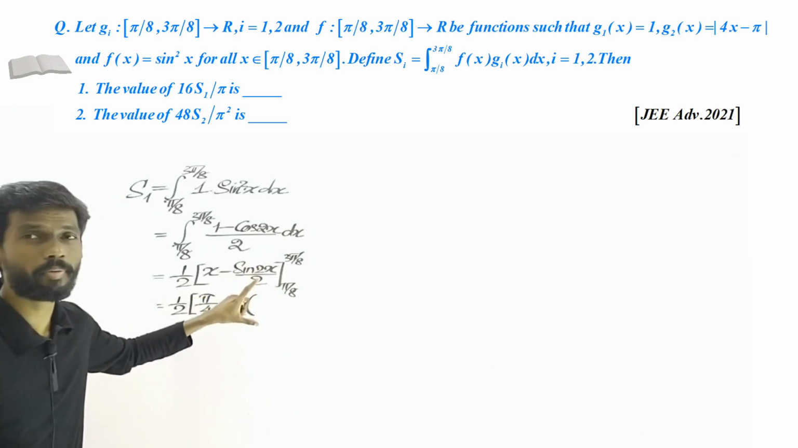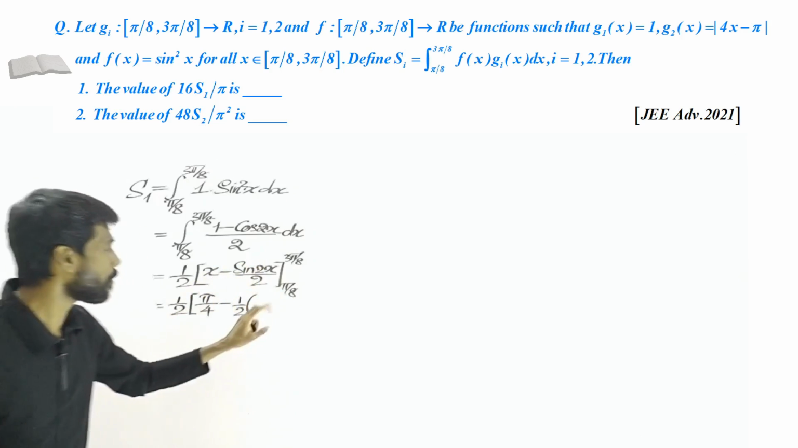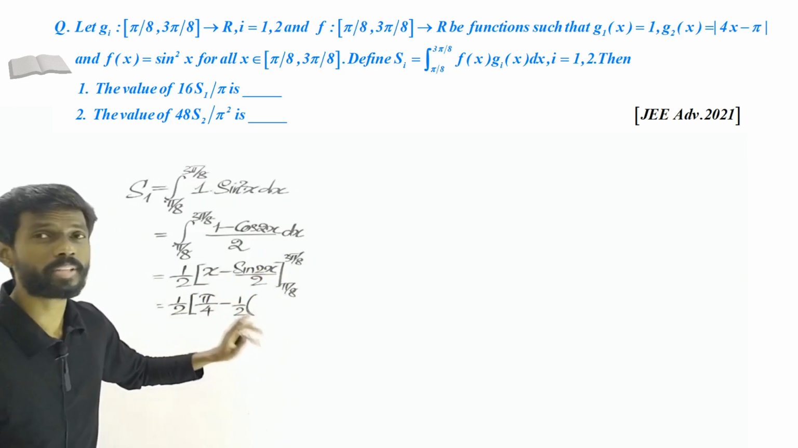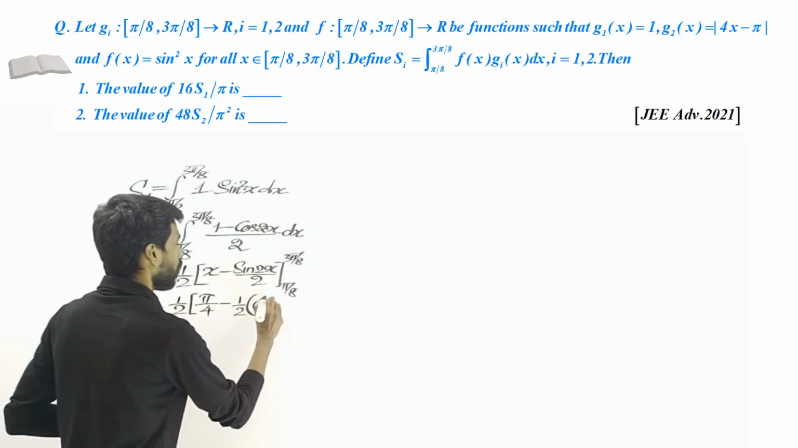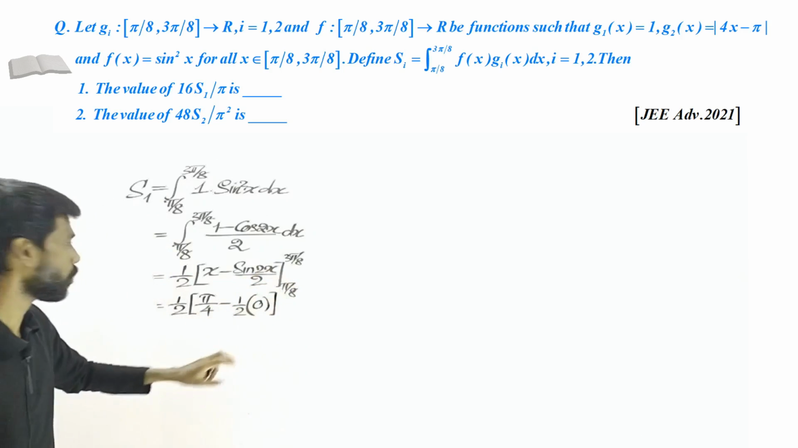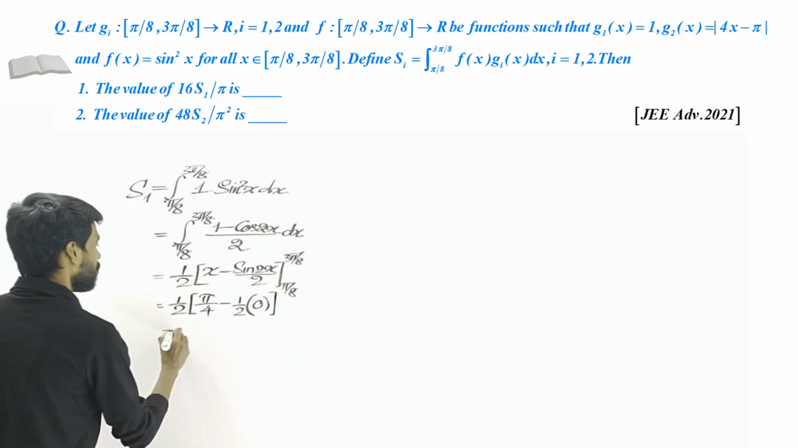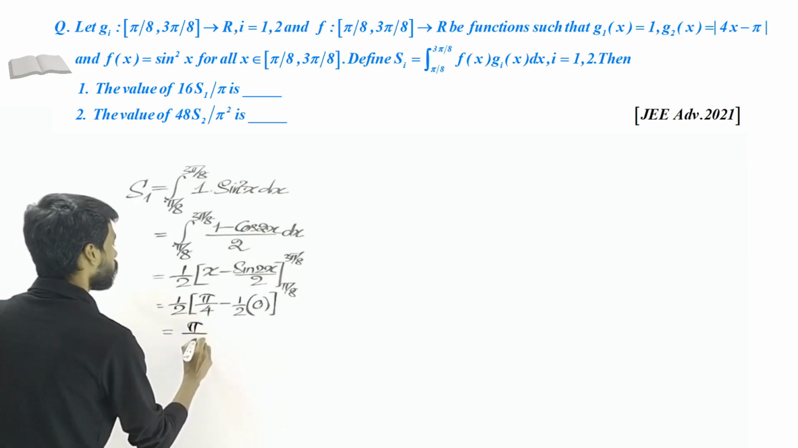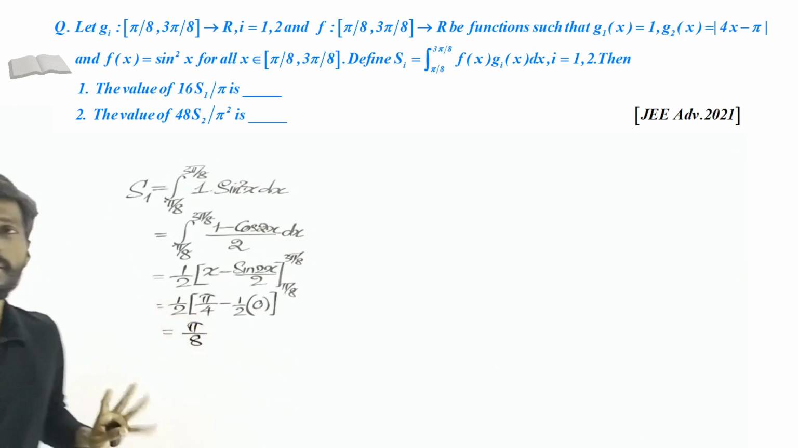So sin 3 pi by 4 is 1 by root 2. Similarly, minus sin pi by 4 is also 1 by root 2. So this becomes 0. I have written this directly by simple substitution of the upper limit and lower limit, and we get 0. So that means this answer is pi by 8. So that is S1. That's all, simple, right?